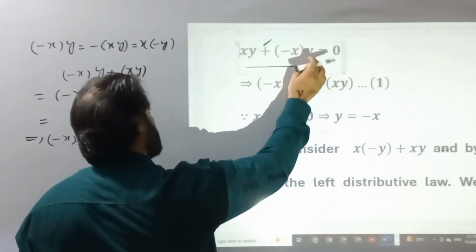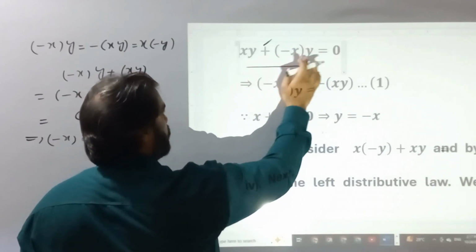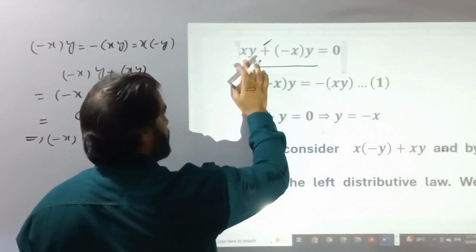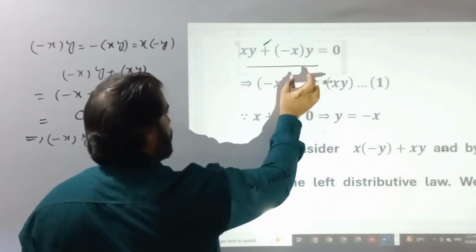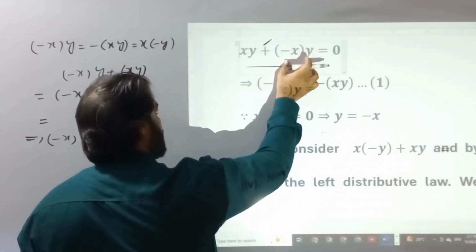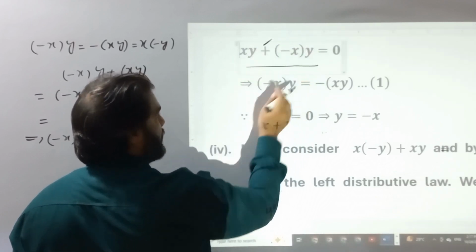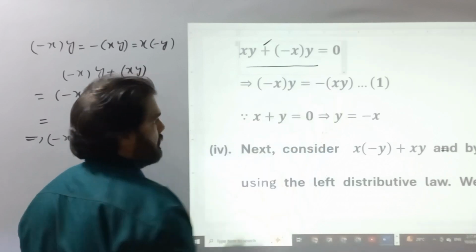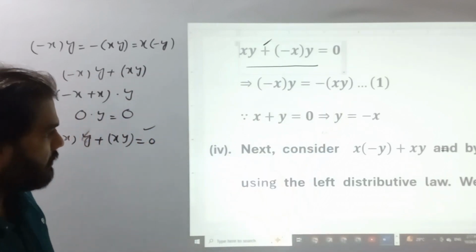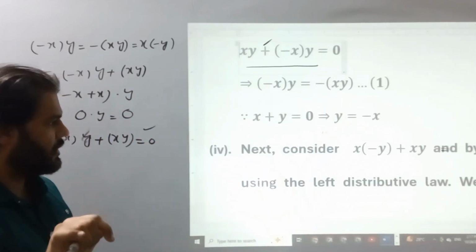Now you can see here, this is the sum of two numbers. One number is xy and the second number is minus x into y. So the second number can be written as the negative of the first. So minus x into y can be written as minus of xy. So this gives us the proof of the first part.